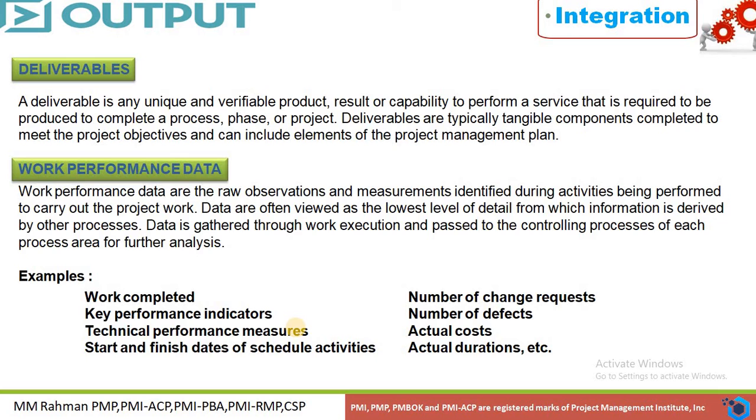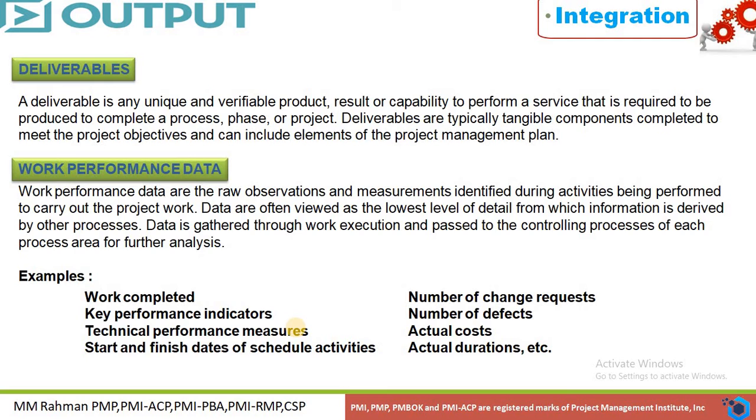Work performance data are the raw observations and measurements identified during the activities being performed to carry out the project work. Data are often viewed as the lowest level of detail from which information is derived by other processes. Data is gathered through work execution and passed to the controlling processes of each process area for further analysis. So from this process, all the raw observations about the activities when the team is performing them are generated as an output.